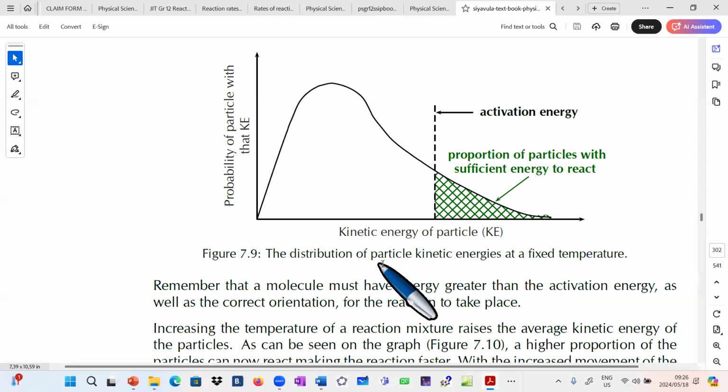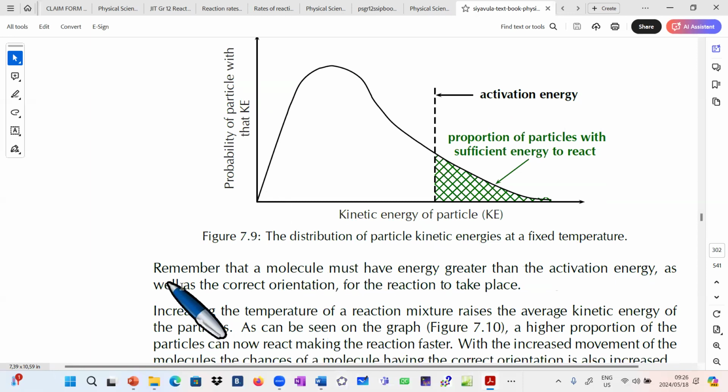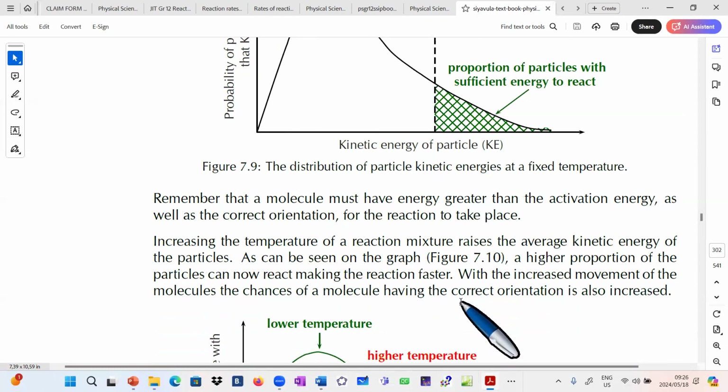So this is the distribution of the particle kinetic energies at a fixed temperature. We're building our momentum towards what we call the Boltzmann constant before we look at past exam questions. Remember that a molecule must have energy greater than the activation energy as well as the correct orientation for the reaction to take place.